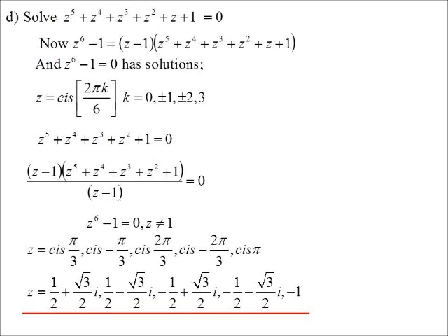So therefore, it must be all the other solutions. So cis pi on 3, its conjugate. Cis 2 pi on 3, its conjugate. And cis pi would be the other solution. And if I want to be really fancy, let's take them out of mod arg form. And we've got a half plus root 3 on 2 i and so on.